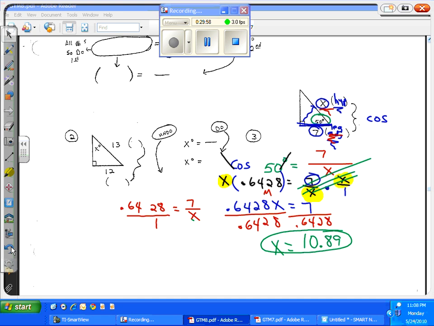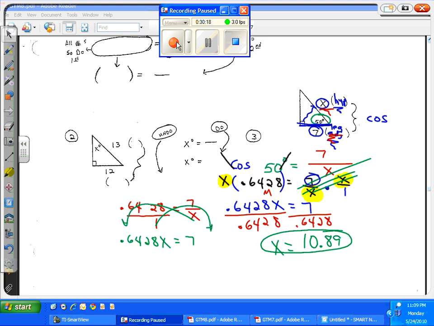If you solve it as a proportion, you would cross multiply and have 0.6428x is equal to 1 times 7, which is 7, which puts you to the same spot, and then you divide and you get the same answer, 10.89. Any questions on that?